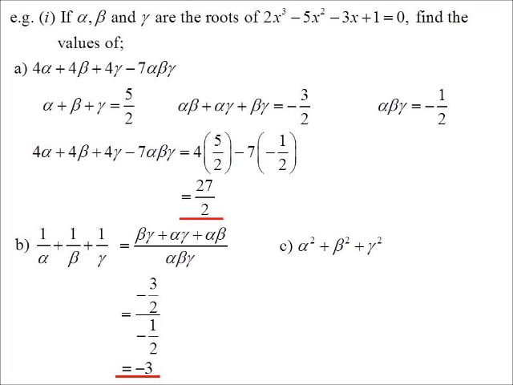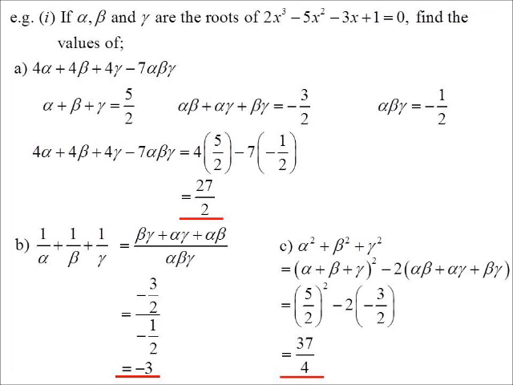So as we've seen, this is where sum notation's handy. Rather than having to write all that out, I could have just written sigma alpha all squared minus 2 times sigma alpha beta, a lot quicker. But subbing in, we get 37 on 4. So very similar questions to what we saw with quadratics.